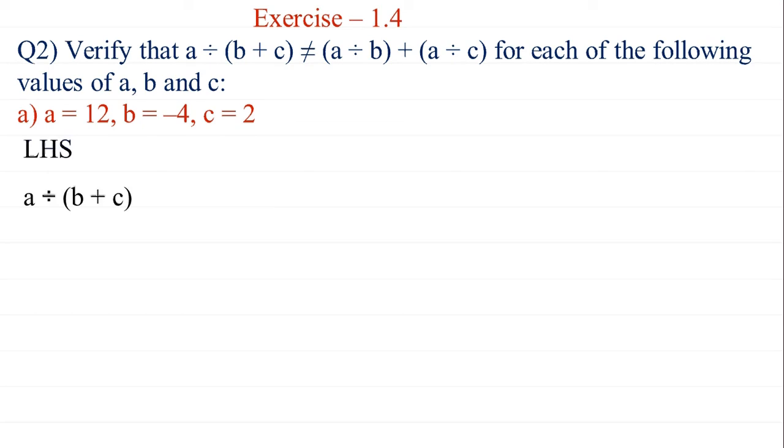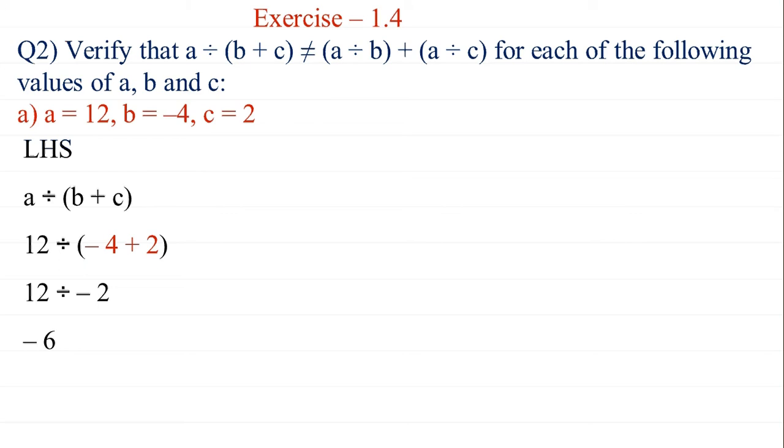We'll substitute the values. Instead of a, we will write 12. Instead of b, we will write -4. And instead of c, we'll substitute the value 2. Fine. Now we'll solve the bracket. -4 plus 2, one is negative, one is positive. We'll subtract and take the sign of the greater number, which is 4. So it would be -2. Now we'll divide. 12 divided by 2 would be 6, and plus divided by minus, different signs, so the answer would be -6.